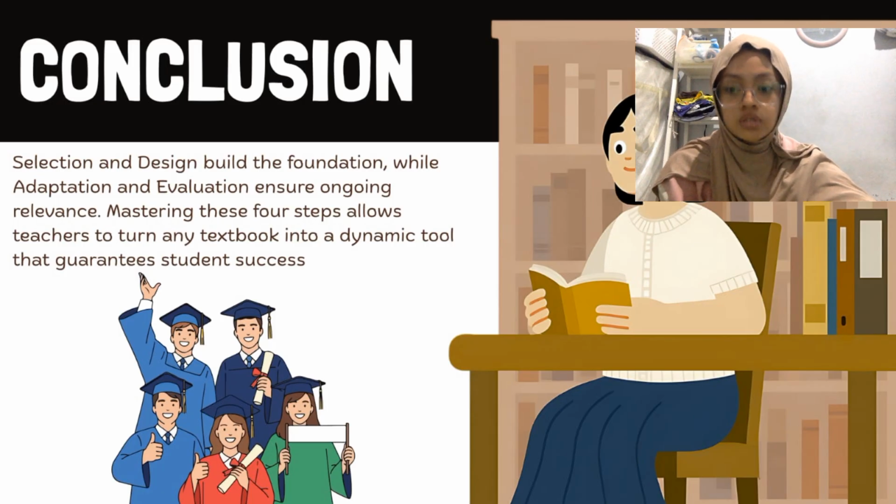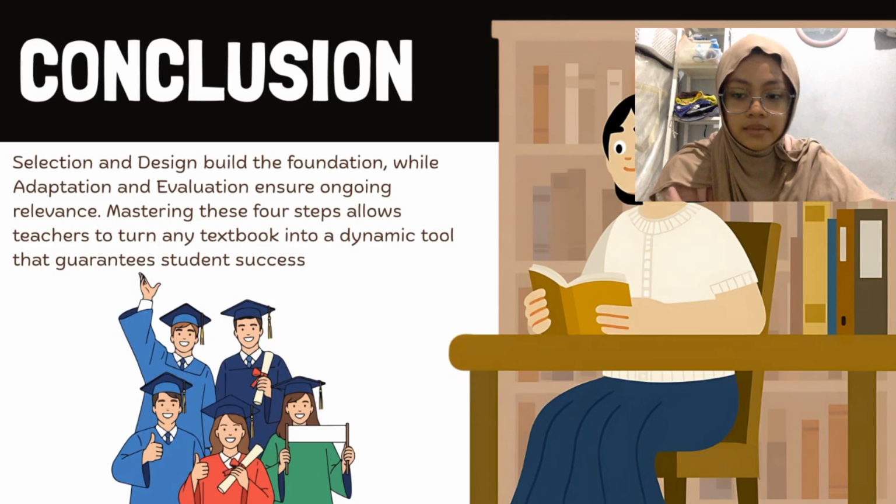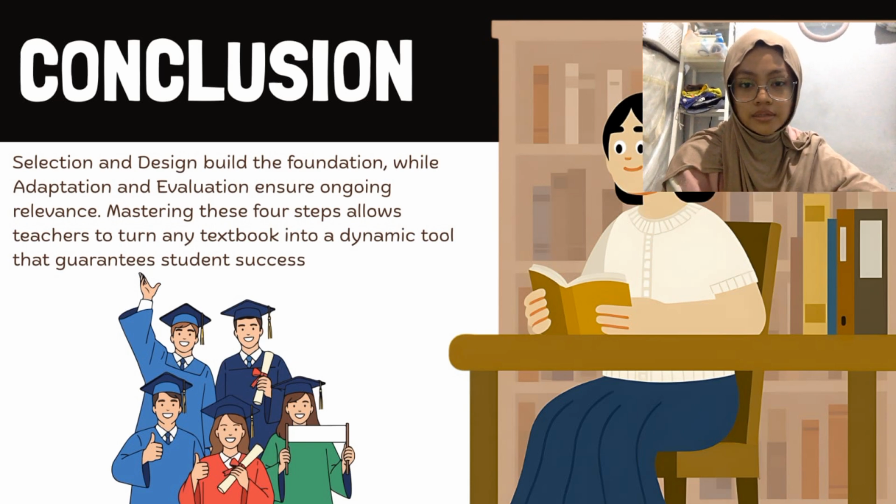So the conclusion of all the procedures is that selection and design build the foundation, while adaptation and evaluation ensure ongoing relevance. Mastering these four steps allows teachers to turn any textbook into a dynamic tool that guarantees students' success. So that is my presentation about the four procedures in English material development.